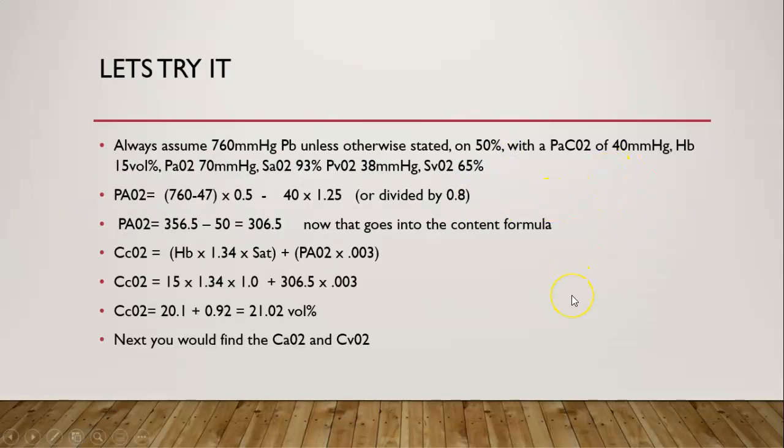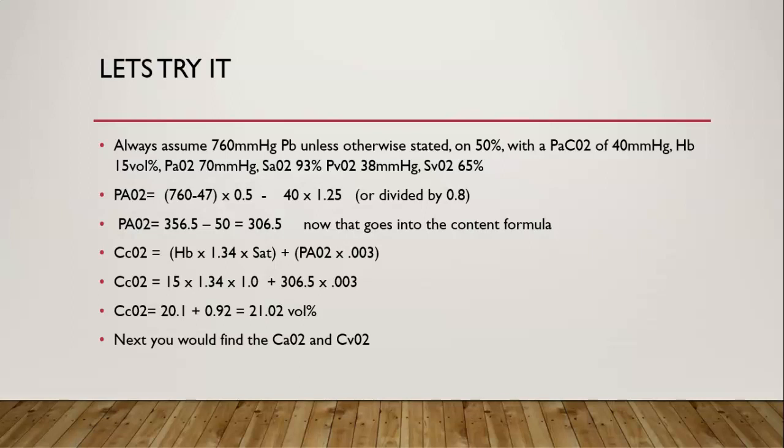So let's try it. We always assume 760 unless otherwise stated. We're on 50%. We have a CO2 of 40. We have a hemoglobin of 15. We have a PaO2 of 70. And we have a SAT of 93. And here are some extra numbers that we're going to need later. We have a PvO2 of 38 and a venous SAT of 65.